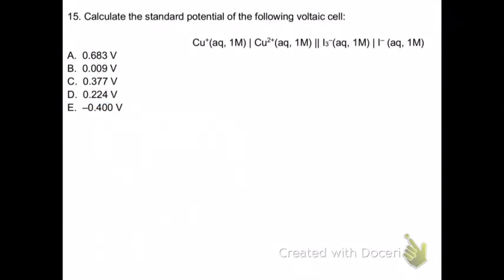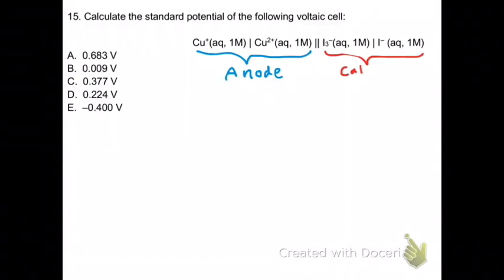Okay, in this problem, we're asked to calculate the standard potential of a voltaic cell. And we're using the standard notation, which remember, standard notation gives us the anode on the left of this double dash right here, and then the cathode on the right. And just remember that cathode is where reduction takes place, and the anode is where oxidation takes place.